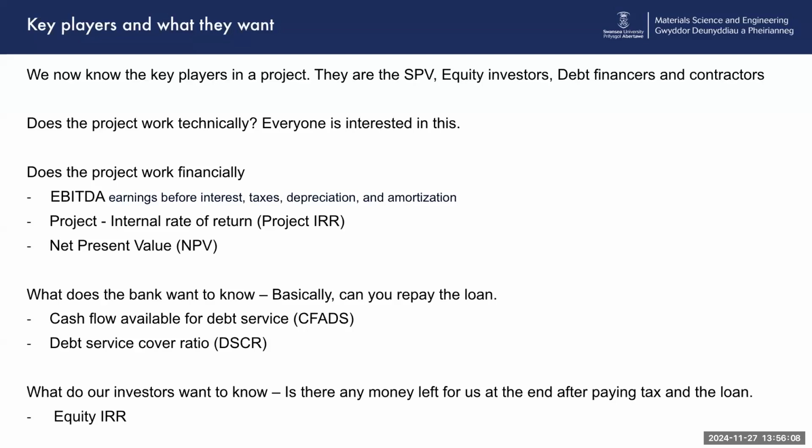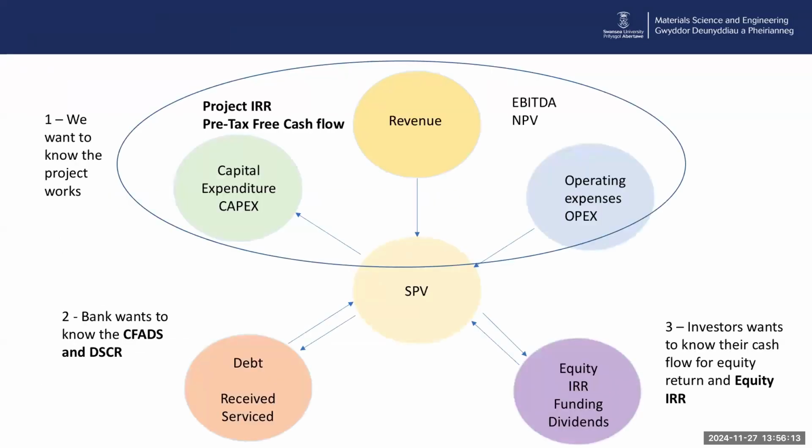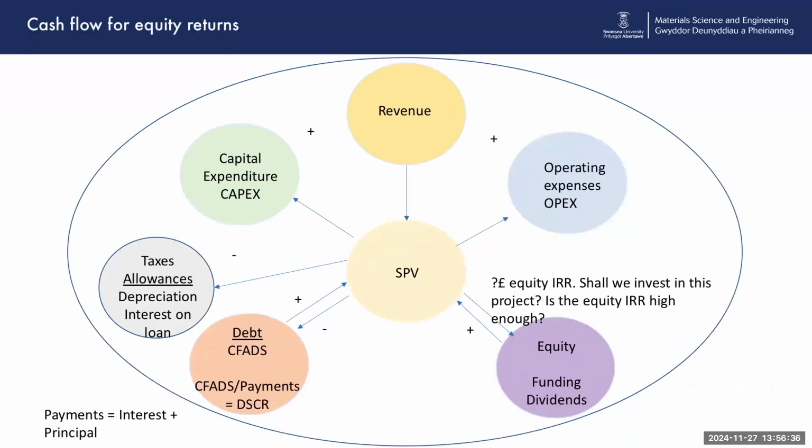What do our investors want to know? They want to know what the equity IRR is of this project. If we put these back on the diagram, this is basically what I've said here, but back on the diagram. How do we work out if this project works? Well, we need to work out the project IRR, the pre-tax cash flow, the EBITDA, the net present value. The bank wants to know its CFADS and its DSCR, and the investor wants to know the equity returns. How do we do that?